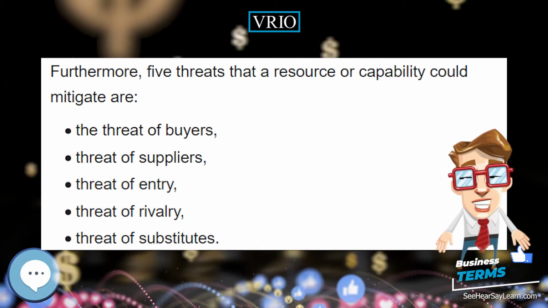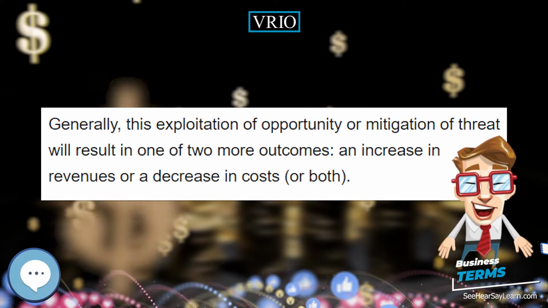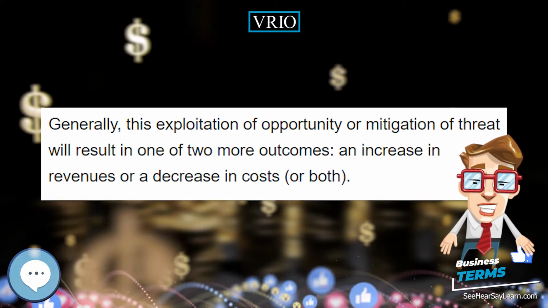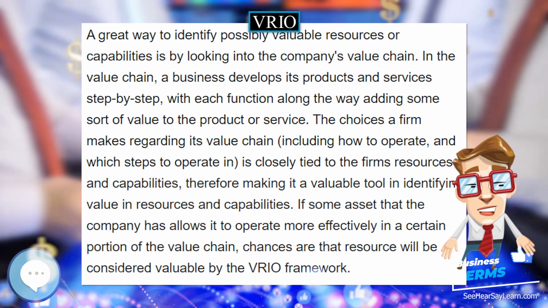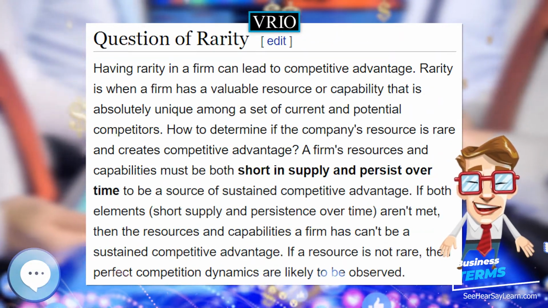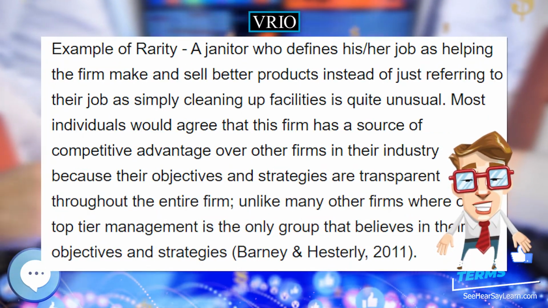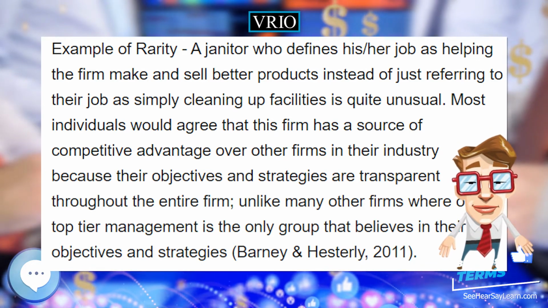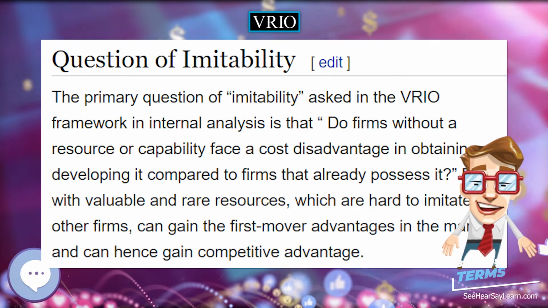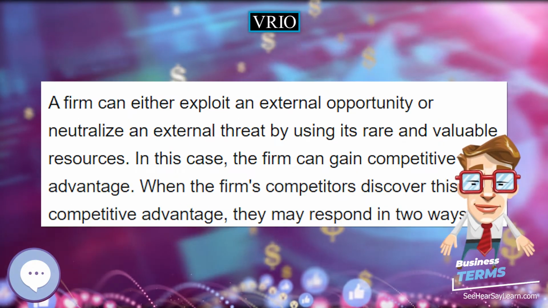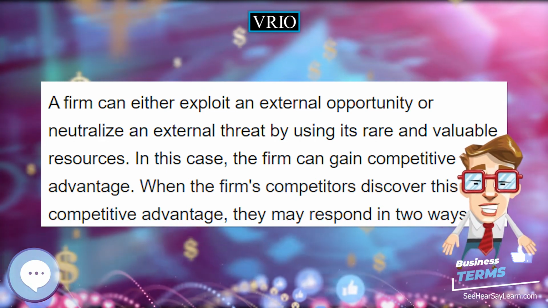VRIO falls into the internal analysis step of these procedures, but is used as a framework in evaluating just about all resources and capabilities of a firm, regardless of what phase of the strategic model it falls under. VRIO is an initialism for the four-question framework asked about a resource or capability to determine its competitive potential: the question of value, the question of rarity, the question of imitability, ease or difficulty to imitate, and the question of organization, ability to exploit the resource or capability.